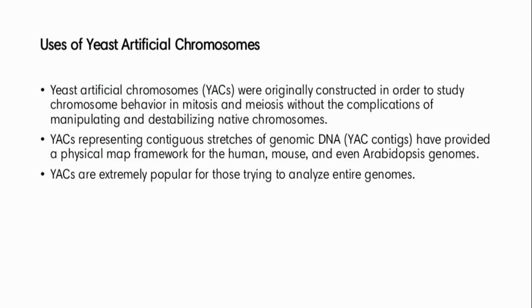Use of yeast artificial chromosomes. So YACs were originally constructed in order to study chromosome behavior in mitosis and meiosis without the complications of manipulating and destabilizing native chromosomes. The YACs representing contiguous stretches of genomic DNA have provided a physical map framework for the human, mouse, and even Arabidopsis genomes. YACs are extremely popular for those trying to analyze entire genomes.